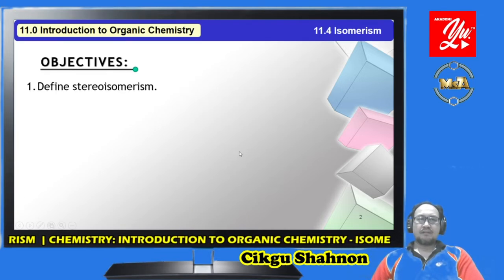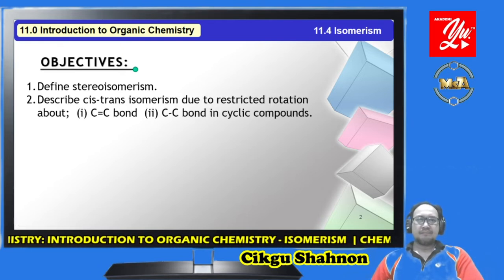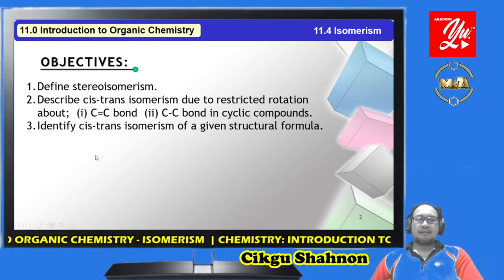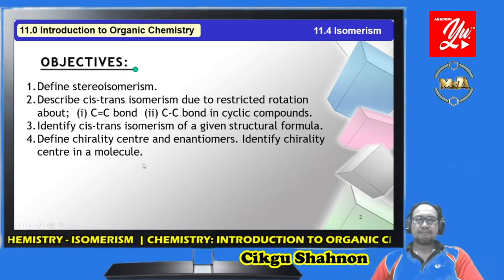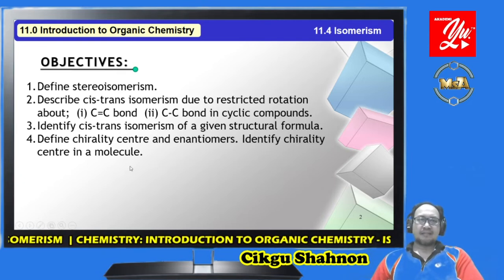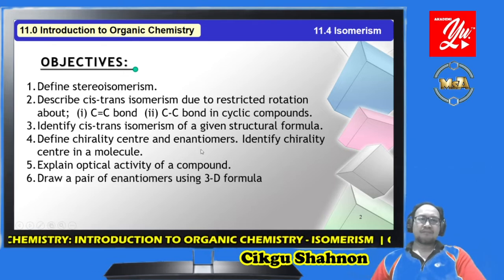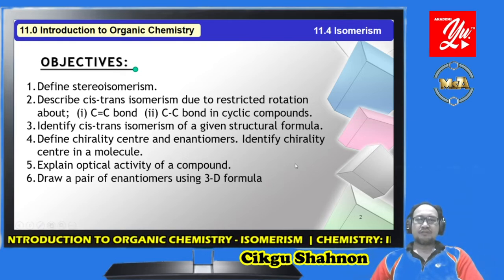Our objective today is to define stereoisomerism. Describe cis-trans isomerism due to restricted rotation about carbon-carbon double bond and single bond in cyclic compound. And then identify cis-trans isomerism of a given structural formula. Define chirality center and enantiomers. Identify chirality center in a molecule and explain optical activity of a compound. And the last one, of course, draw a pair of enantiomers using 3D formula.